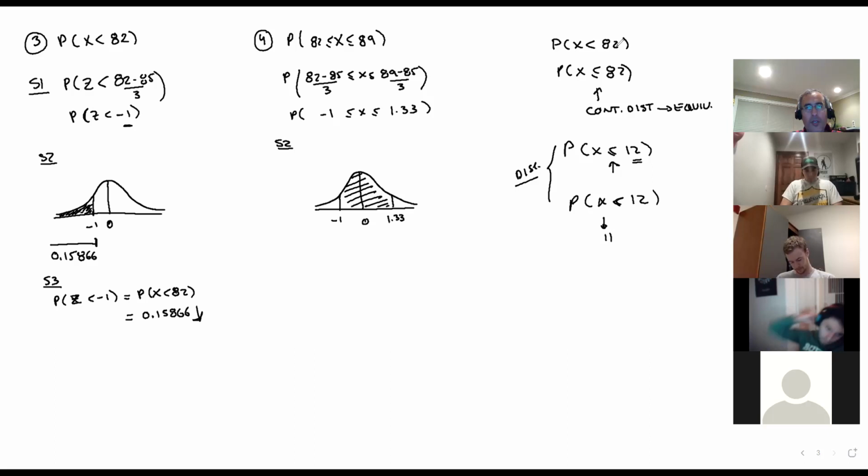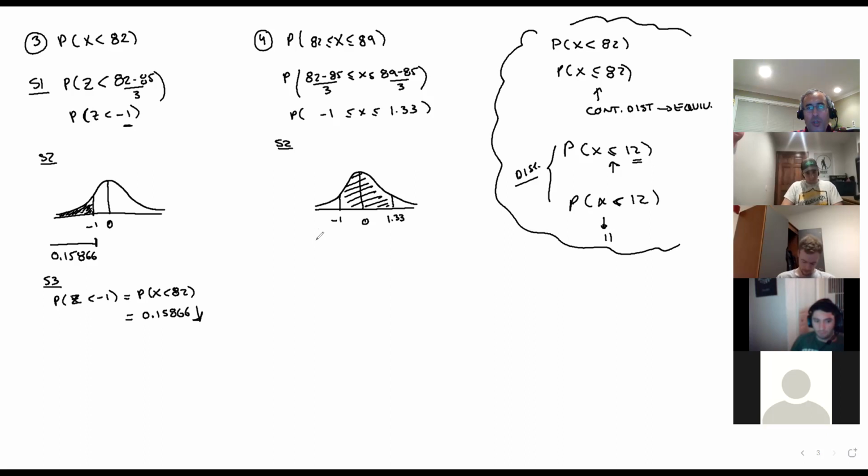Okay, so this was a no. Okay, guys, so how do we do that? Let's write all the probabilities. I know that the probability from minus infinity to minus one equals 0.15866. And I also know now that from minus infinity to 1.33 equals 0.90824.